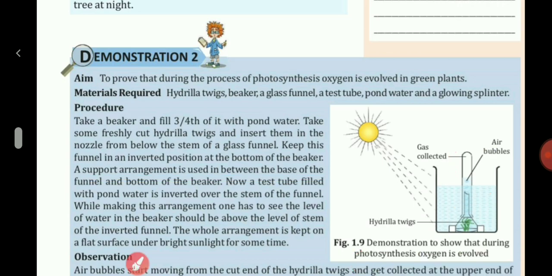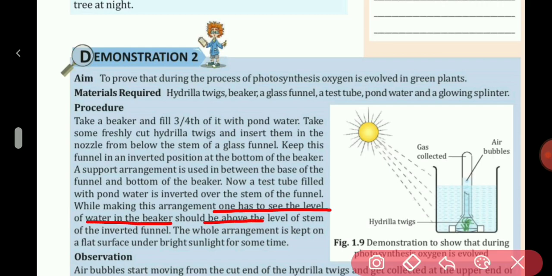Here, while making this arrangement, one has to see that the level of water in the beaker should be above the level of the stem of the inverted funnel. The whole arrangement is kept on a flat surface under bright sunlight for some time.